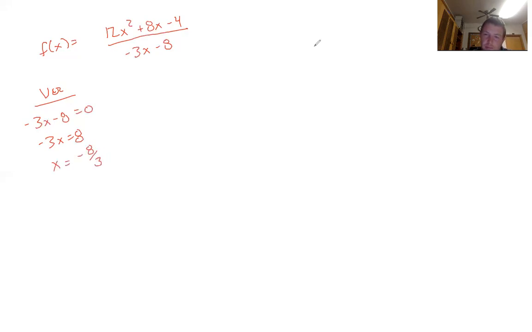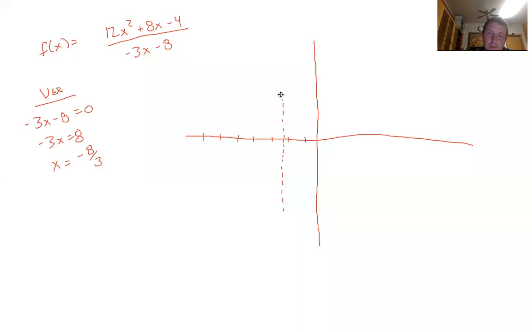I can draw that. Negative 8 thirds is just over negative 2. Somewhere in there.